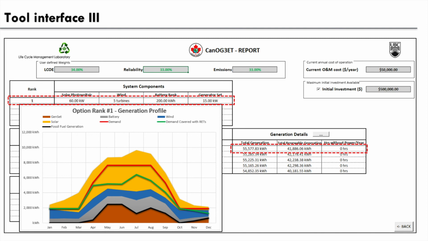CANAGET is able to provide energy decision makers with meaningful data to support their off-grid energy planning needs in Canada's remote communities.